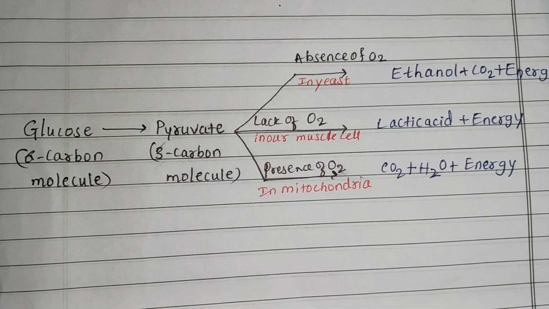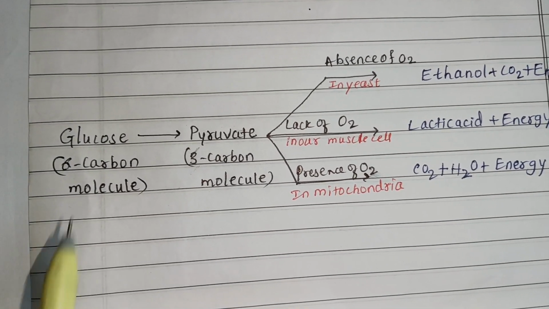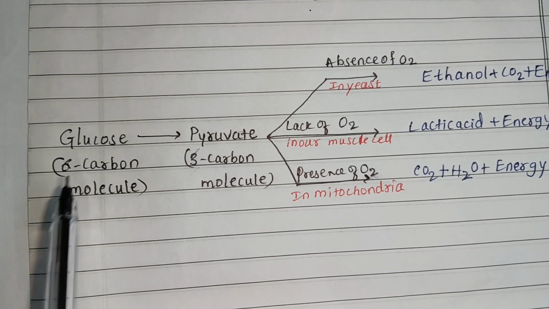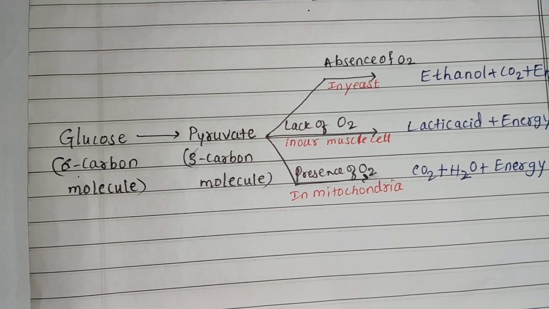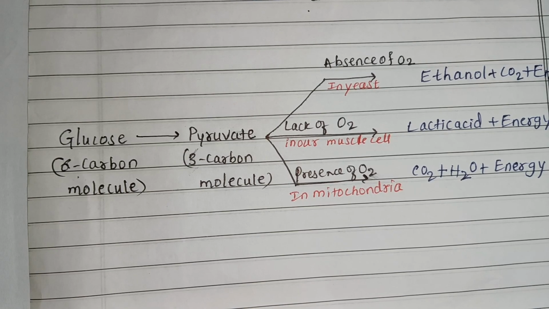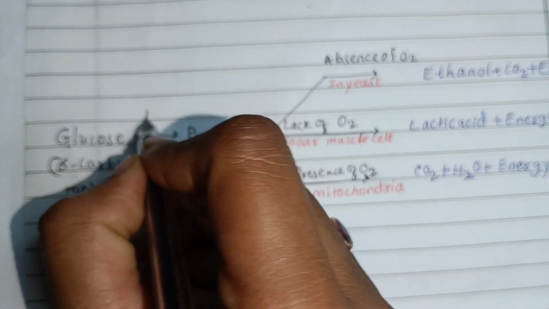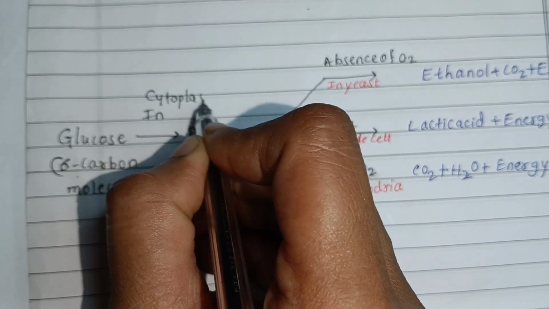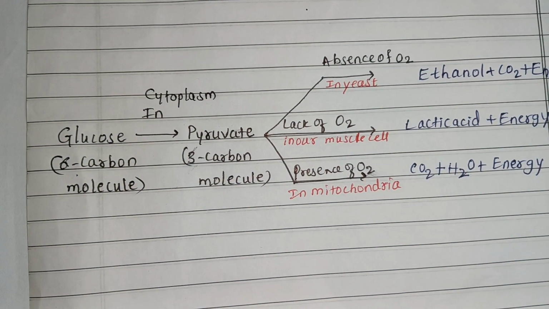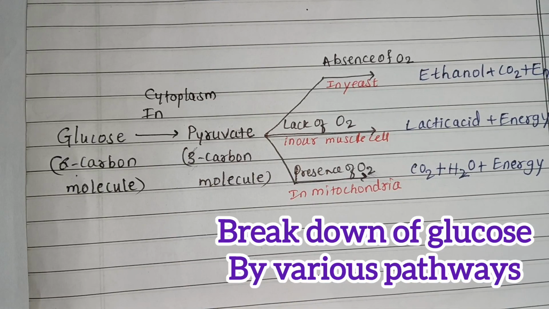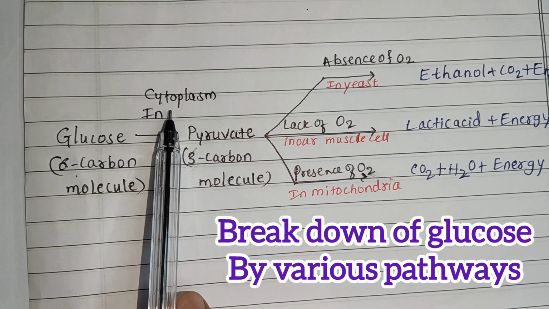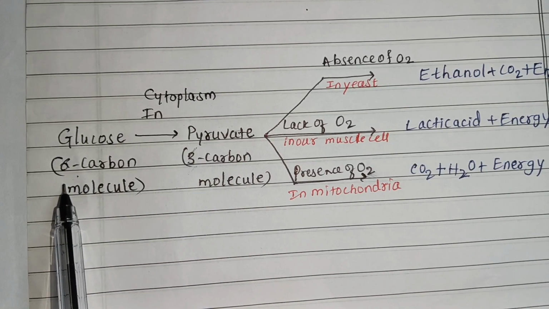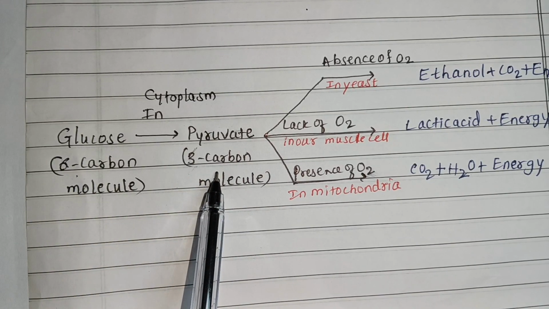First, as you can see here, glucose is a 6 carbon molecule. Glucose formula: C6H12O6. Now this glucose breaks down in the cytoplasm. Where is the cytoplasm present? Inside the cell we have the cytoplasm. It is broken down into pyruvate. What is pyruvate? This 6 carbon molecule is converted into a 3 carbon molecule.